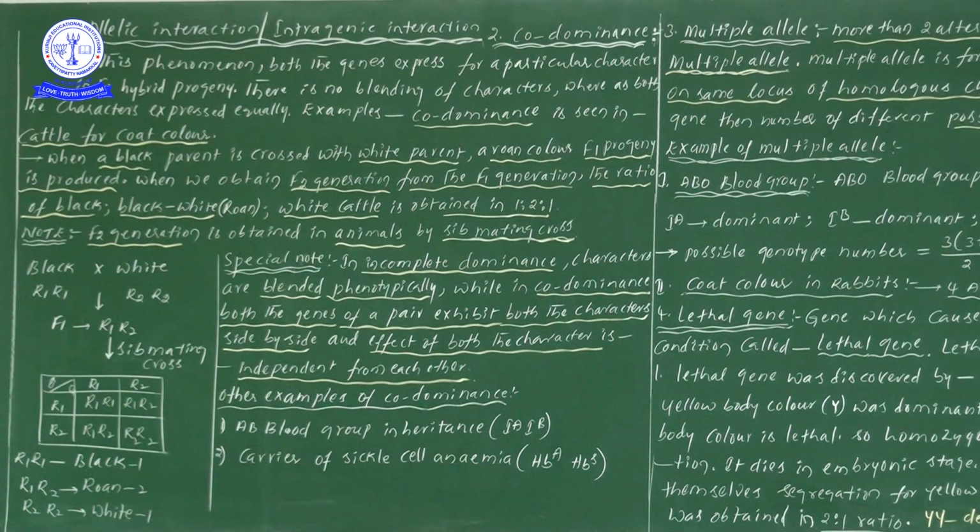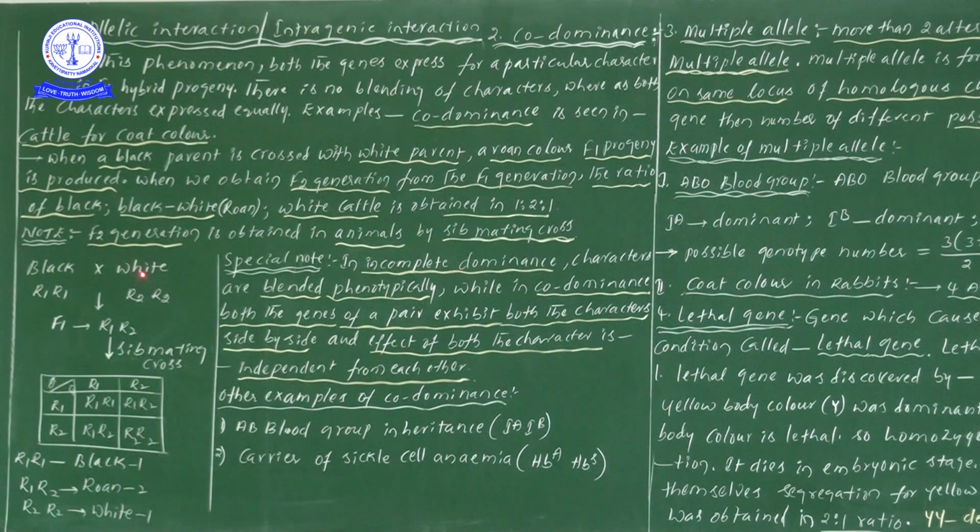Okay, you understood the point. So actually it is between brothers and sisters. In animals, if you do crossing between them, we take such a crossing as a sib mating cross. So when we do like that, what is happening in the F1 generation? Let us see this one.